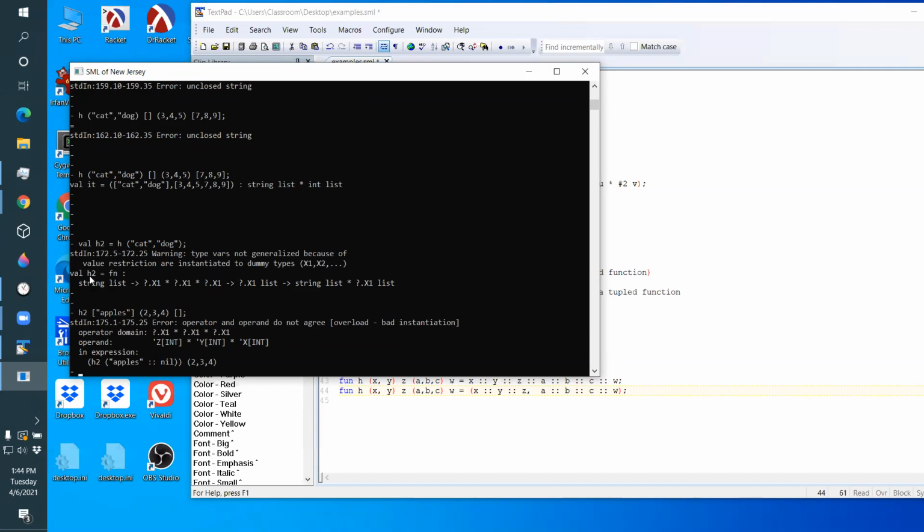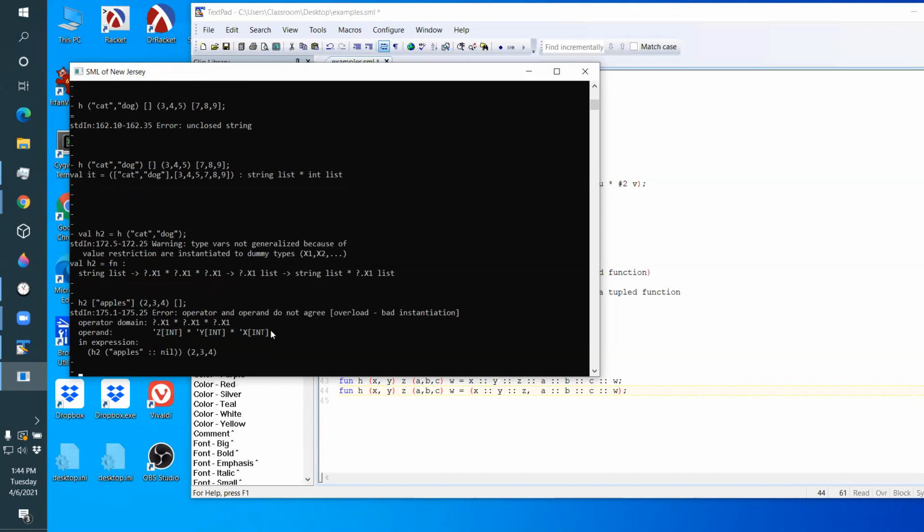Oh, I didn't like my definition of FH2. Did I do something wrong? I know you did something wrong up here. Oh, it didn't like that empty list there. Oh, no, that wasn't it. No. Something went wrong with, I'm not sure what went wrong with this definition here.